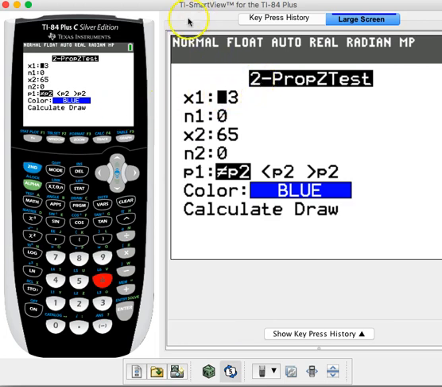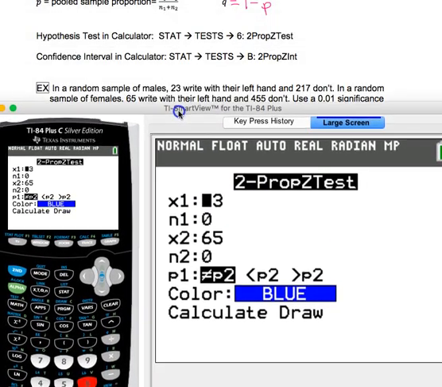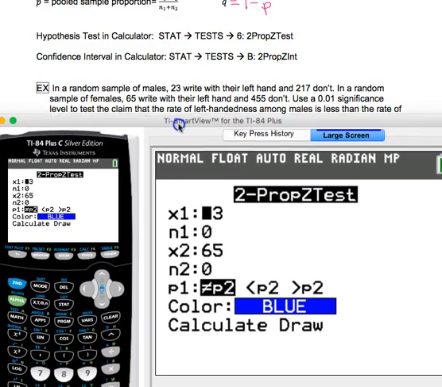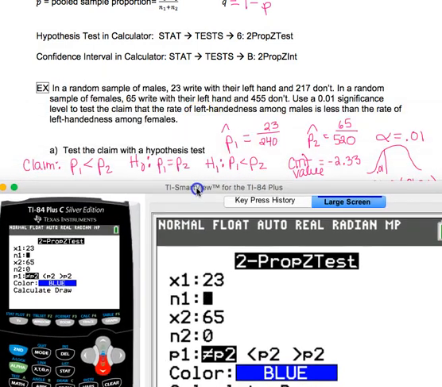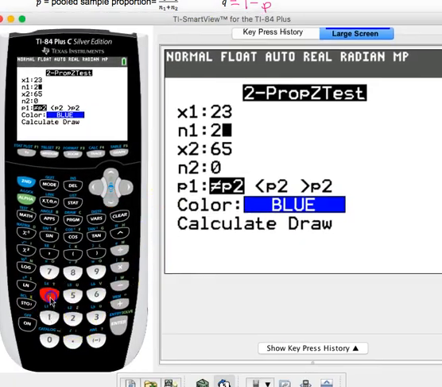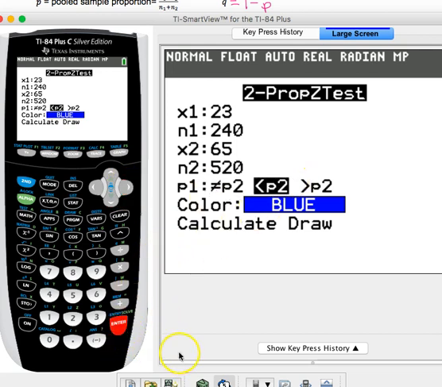Then I have to enter all the values that I had originally. So my x1 is 23. My n1, what was my n1? 240. x2 is 65. And n2 down here was 520. Then choose the type. It's less than. p1 is less than p2 was our claim. Scroll down to calculate.